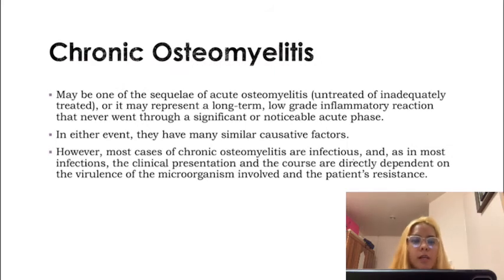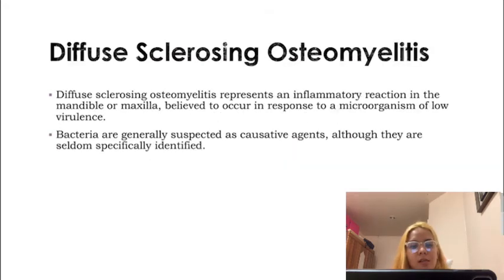Chronic osteomyelitis may be one of the sequelae of acute osteomyelitis, or it may represent a long-term, low-grade inflammatory reaction that never went through a significant or noticeable acute phase. In either event, they have many similar causative factors. However, most cases of chronic osteomyelitis, as in most infections, have a clinical presentation and course directly dependent on the virulence of the microorganism involved and the patient's resistance.